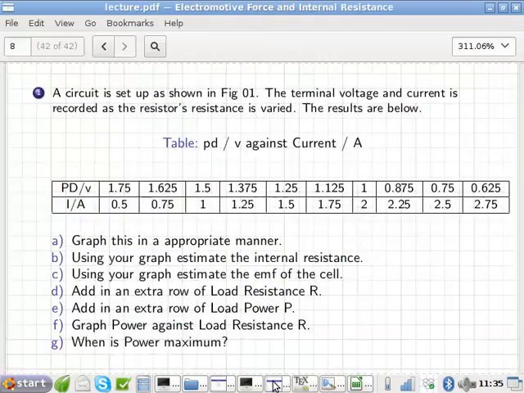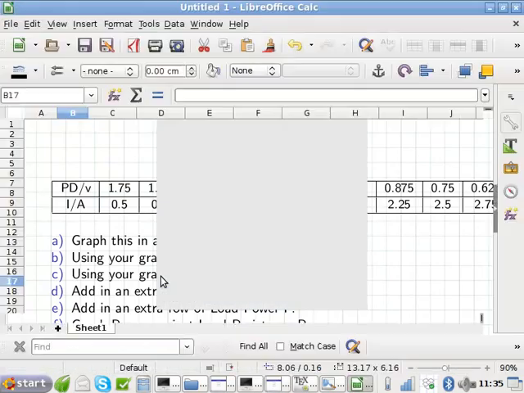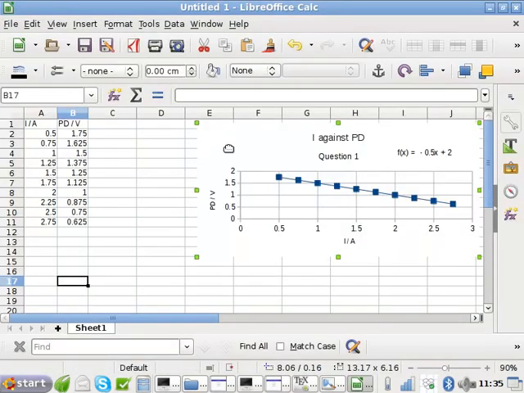Where's my questions gone? Use your graph to get the internal resistance. Okay, so do you remember on the graph which represents the internal resistance? The slope or the intercept? The slope. And what's the slope here? Or what did you get? Mine's a half. So what's the internal resistance? 0.5. A half. Yeah. Easy.